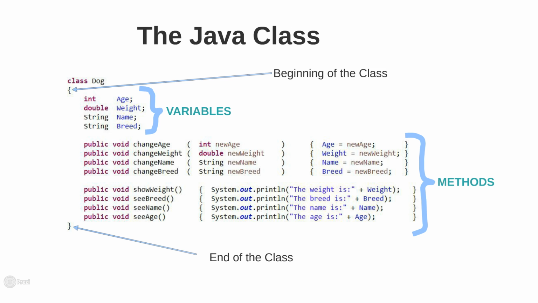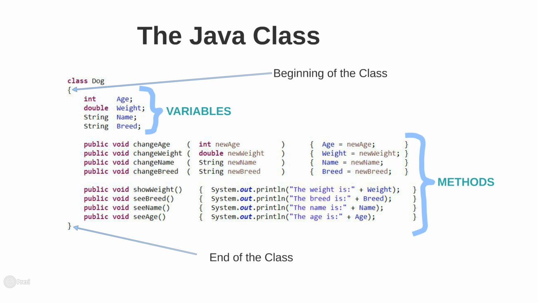It has a beginning of the class, which is the opening curly bracket, and an end of the class. The variables are what you see right there. I have indicated which ones are the variables. You have an age, weight, name, breed, and we'll go over in detail what those different ones are, and more detail about what variables are, at a later time. The other thing that's part of the class, as we mentioned, are the methods. So there are methods to change the properties or the variables of the class, and there are methods to see the properties or the variables of the class.